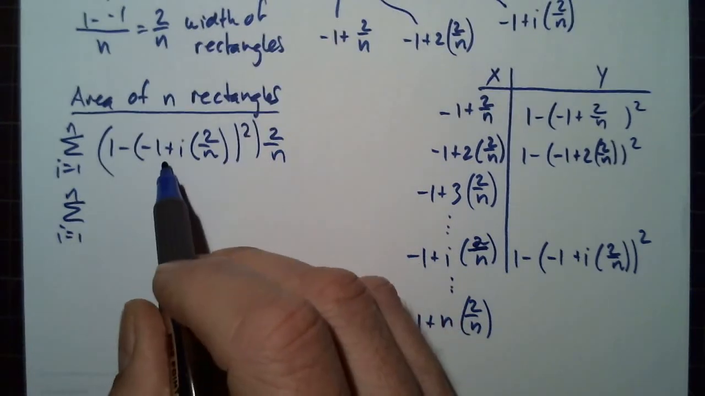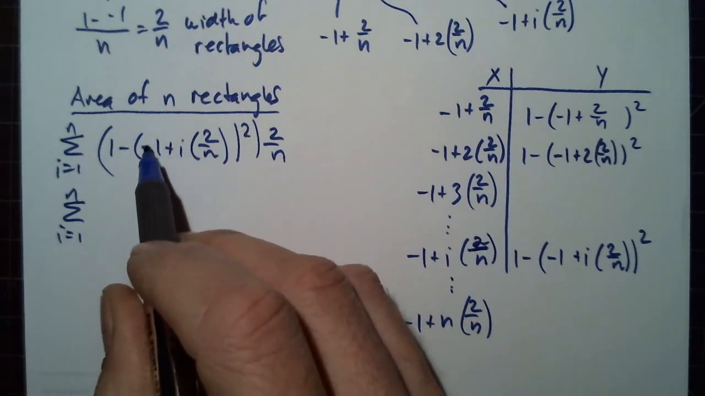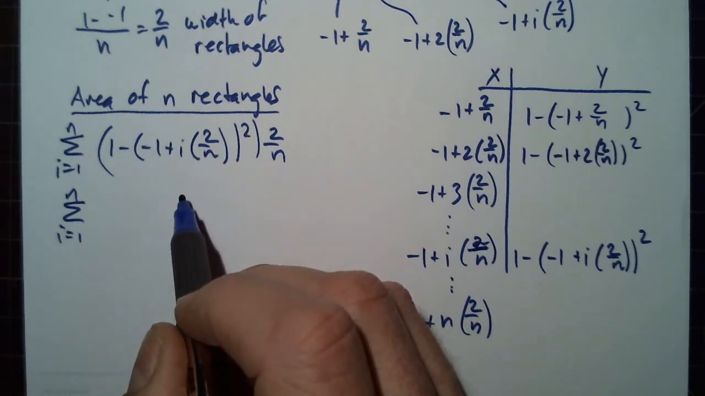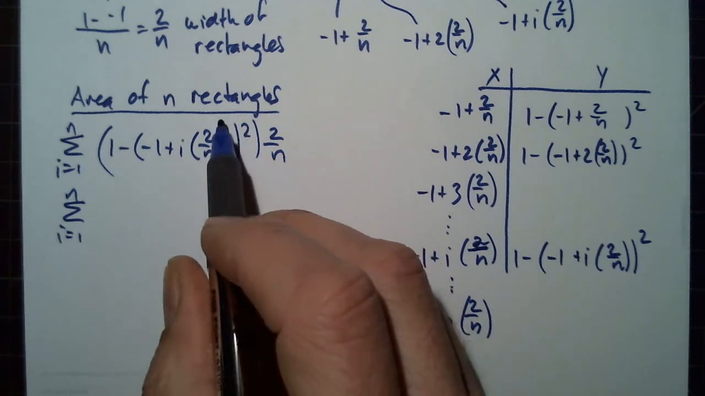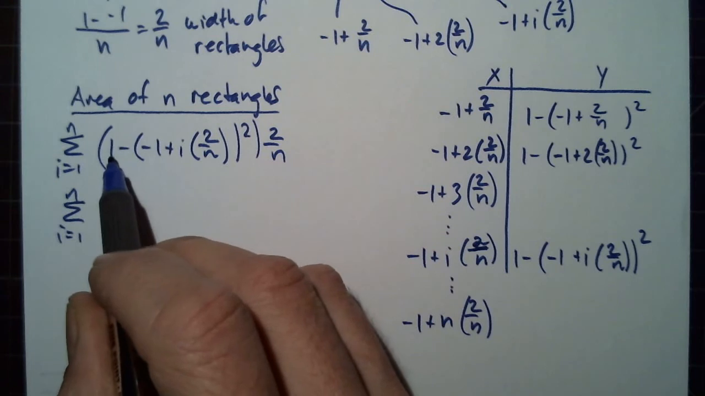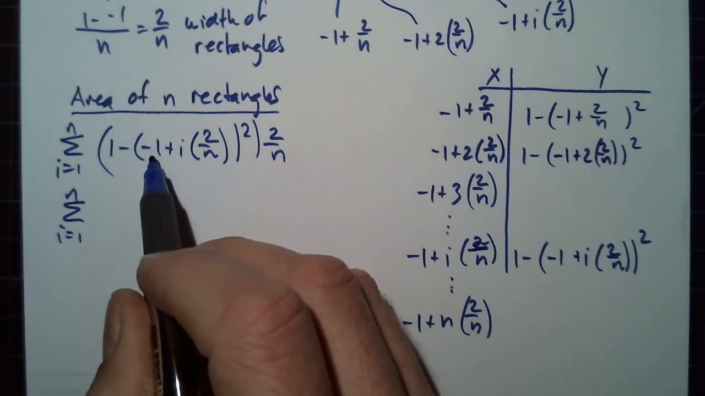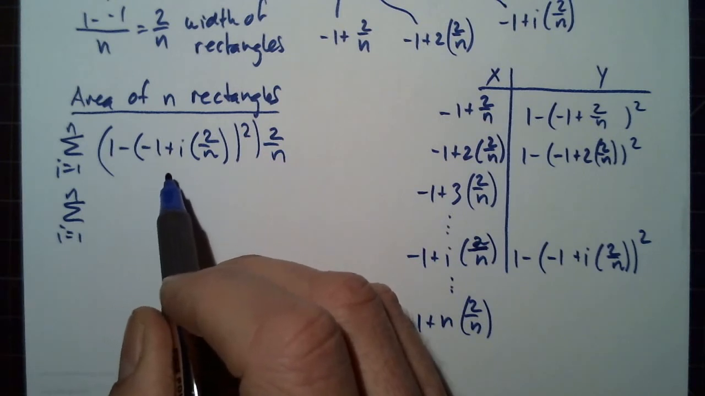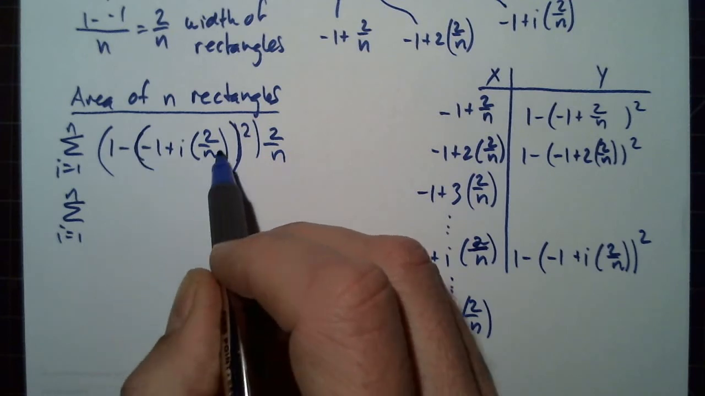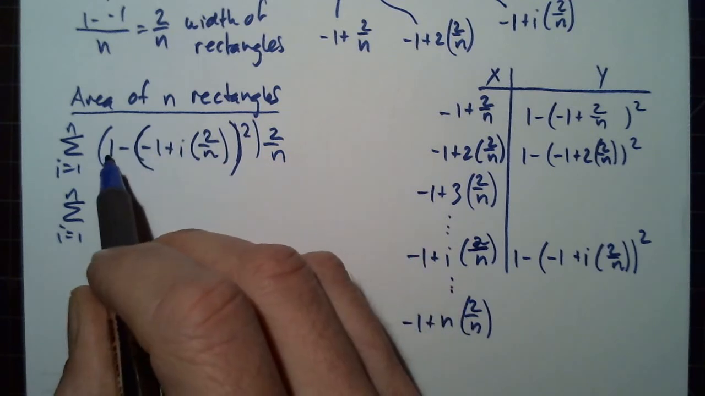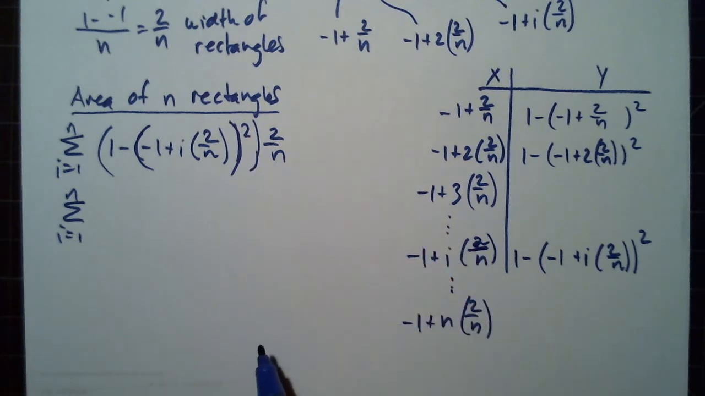So if we square that, we don't just square this and square that. We have to use FOIL. We have to distribute all that. But we're squaring the whole thing. So let's simplify this part. 1 minus negative 1. No, this whole thing is squared here. We have to square that. Then we'll apply the 1, and then multiply by 2 over n.